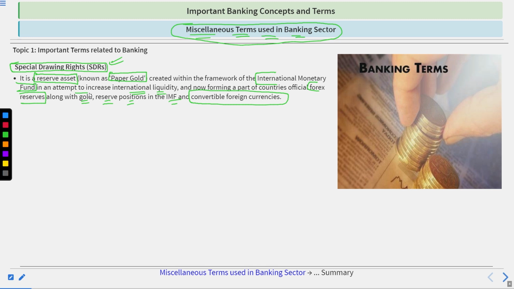Okay. Gold is not liquid money. It is an asset, but it can be liquidated easily. You could easily sell it and earn money from it.